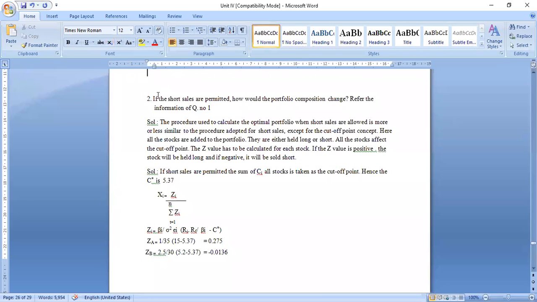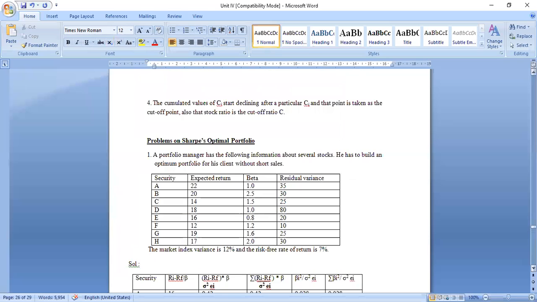Okay. So if short sales are permitted, how would the portfolio composition change? Now here I have given the information of question number 1. It means we are going to consider this. Now here it was without short sales. Here what I will do is with short sales. So that is the only change, but the rest of all the information will remain the same.